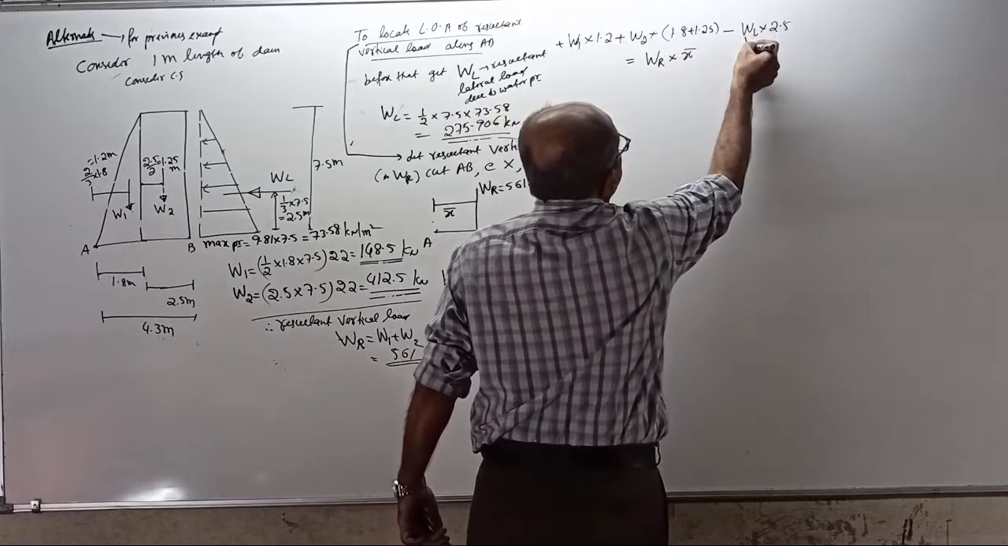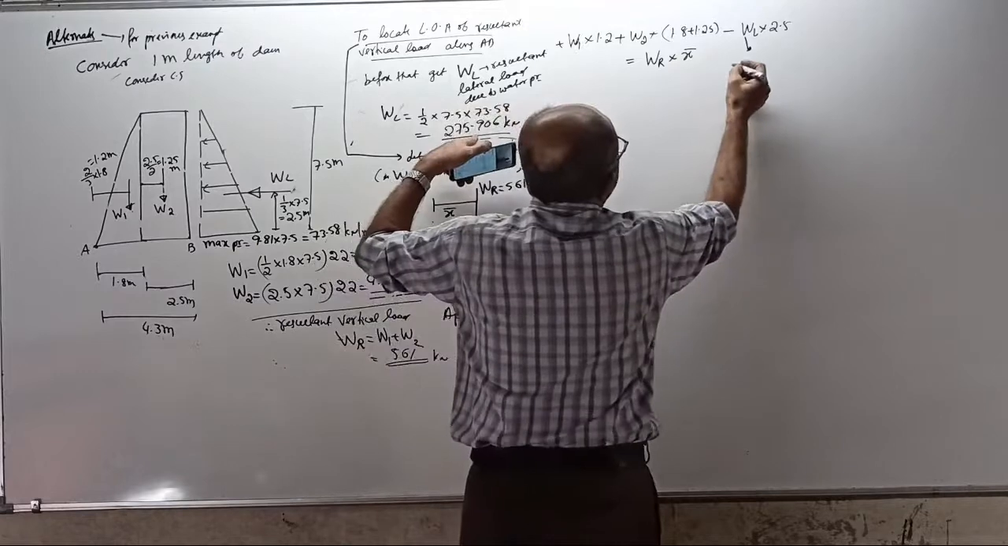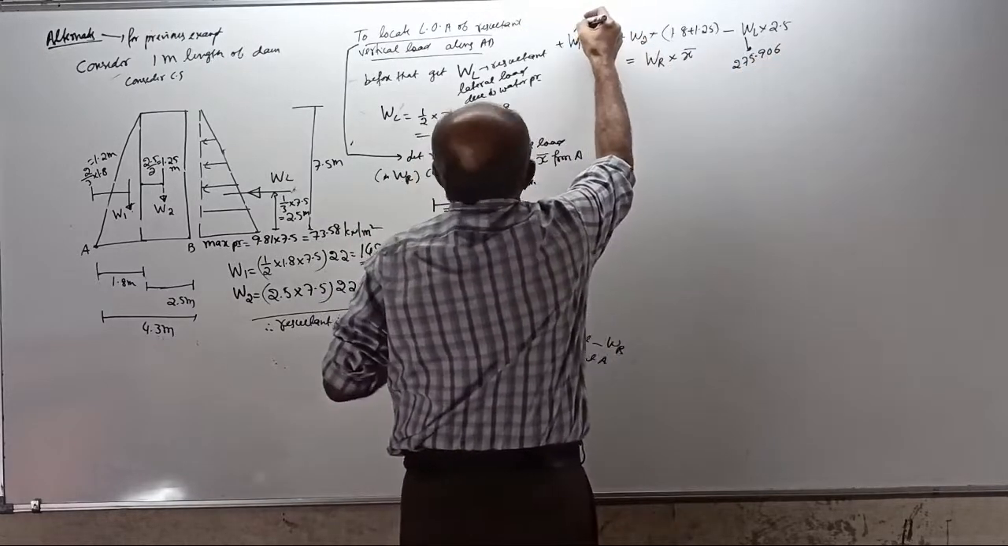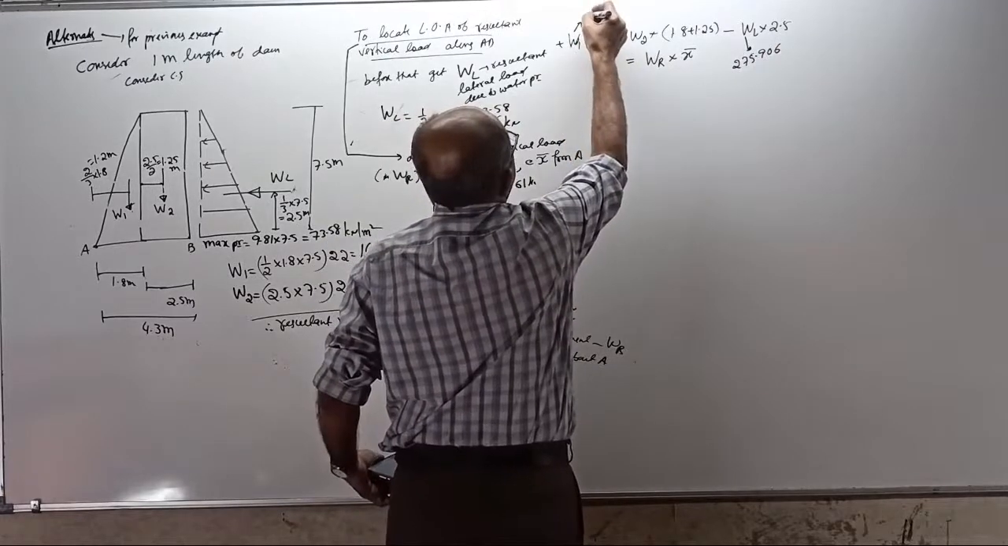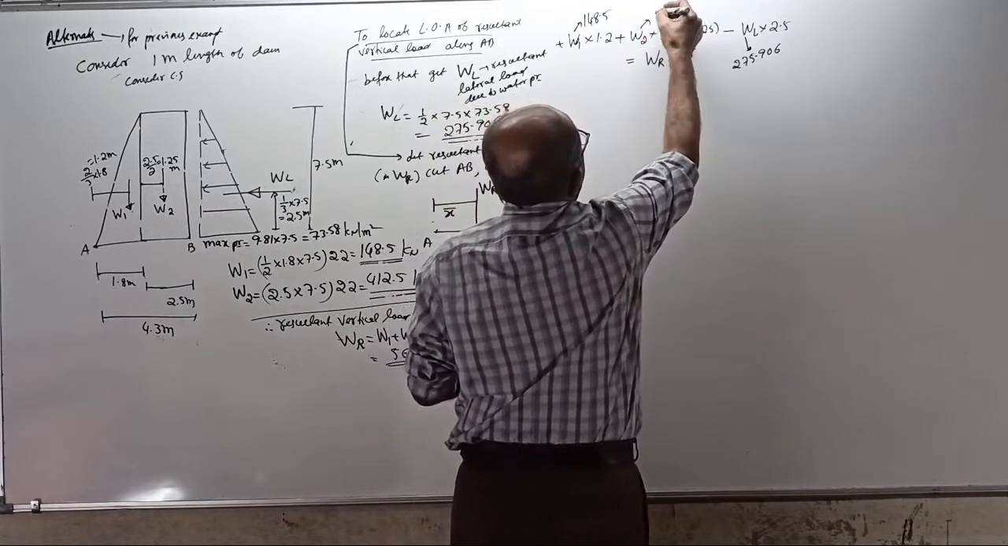Now, WL is how much? WL is 275.906 kilonewton. W1 equal to 148.5. W2 is 412.5.